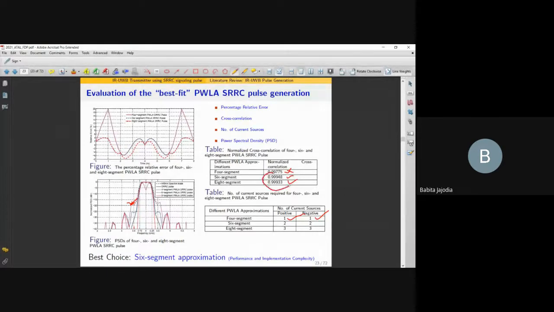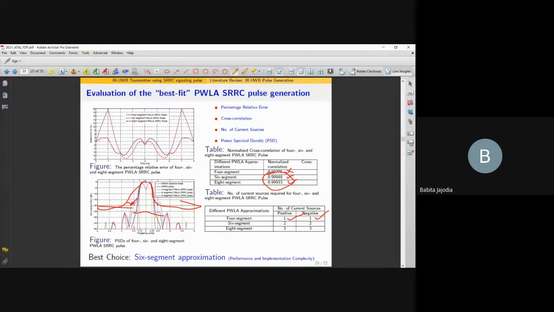But here comes the trade-off. The 4, 6 and 8 are giving almost the same, but if you look at the power spectral density, it's going somewhere out. The W band spectral mask which was given by the standard was the most important. Everything was being covered, so either 6 or 8 is acceptable, but 4 was not acceptable because it went out of that spectral mask.